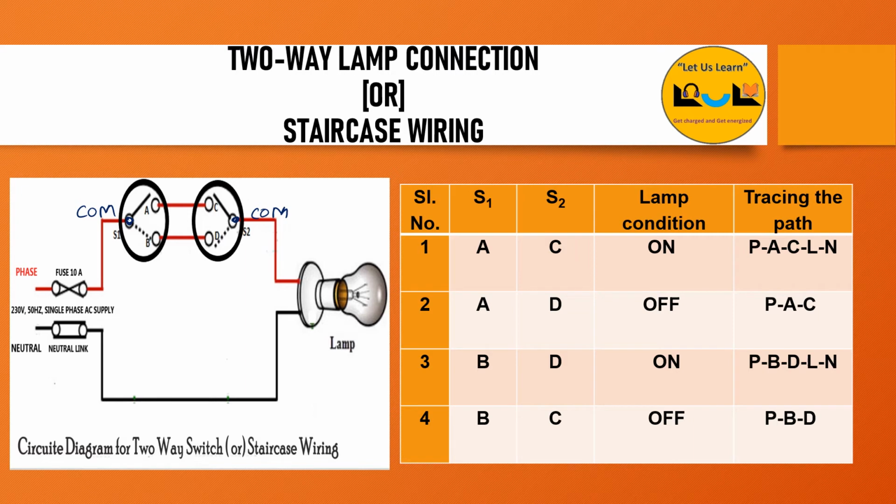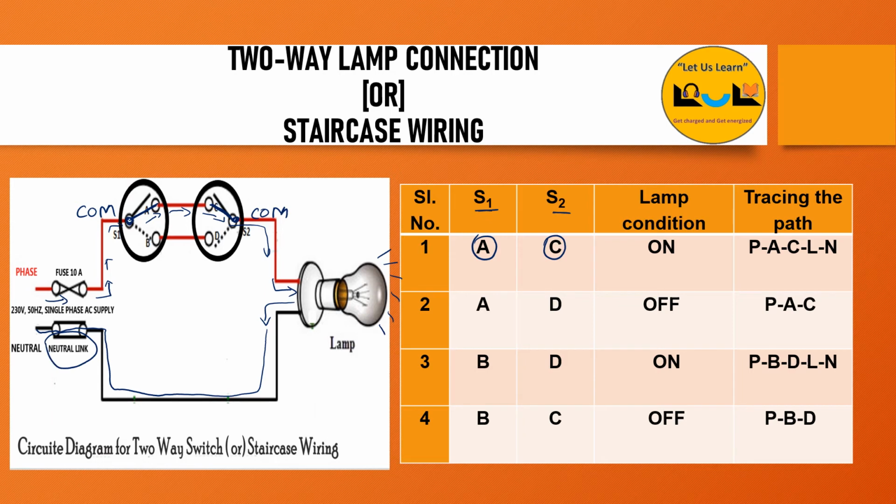So when S1 is connected to terminal A and S2 is connected to terminal C, from the common it is connected to A, and from C it is connected to the common. At that time the current will flow from the phase and keep flowing towards the common, and once it reaches the common position the current will flow in this direction and give the supply to the lamp. Once the supply is given, the lamp starts to glow, and the rest of the current will flow towards the neutral, and the circuit gets complete.